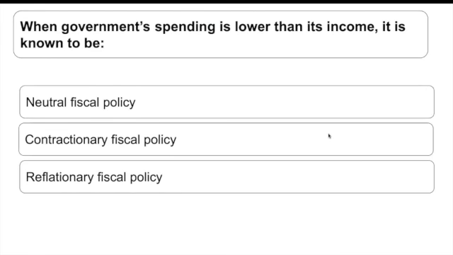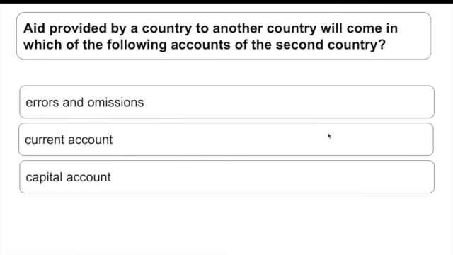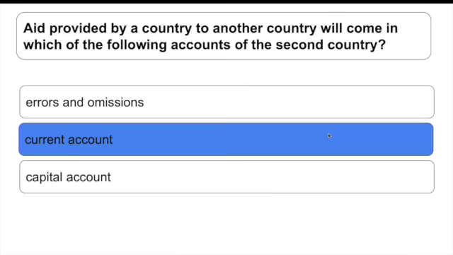When the government spending is lower than its income, it is known as A. Neutral fiscal policy. B. Contractionary fiscal policy. C. Reflationary fiscal policy. The correct answer is contractionary fiscal policy. Going to the next question. Aid provided by a country to another country will come in which of the following accounts of the second country? A. Errors or omission. B. Current account. C. Capital account. And the correct answer is current account.